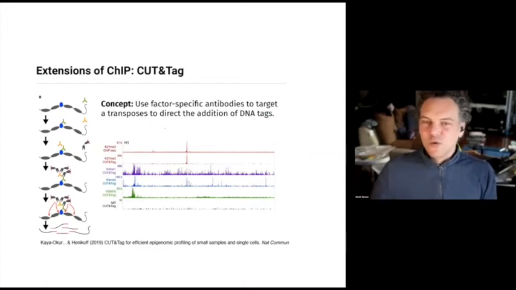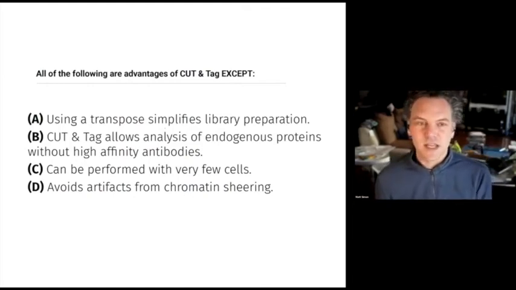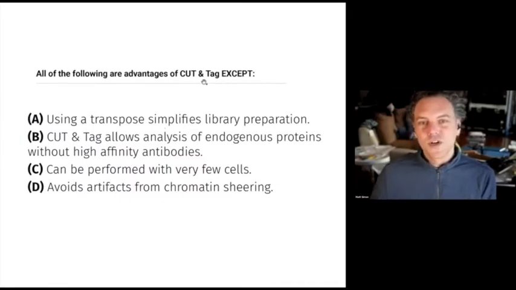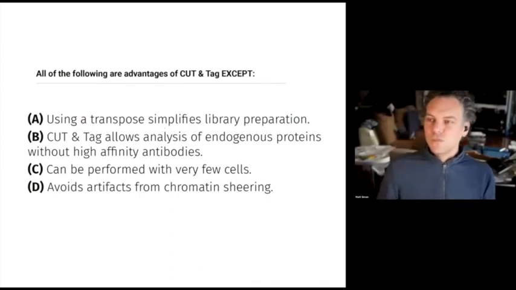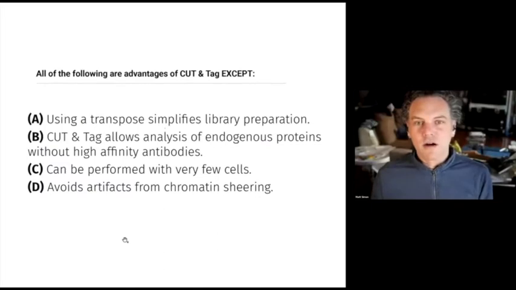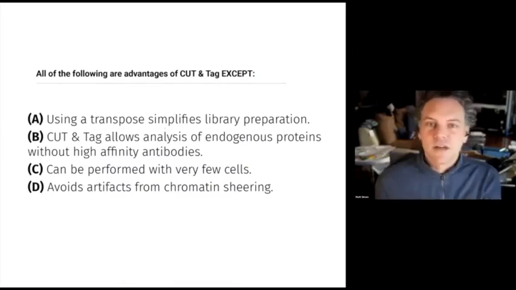So I'm going to do just one polling question and then take some questions. But so let's talk about CUT&Tag for a second. So we were going through and talking about CUT&Tag having some advantages, and this is just partly for me to get a sense of whether people are following or not. The question is, which are advantages of CUT&Tag over ChIP-seq, I should say. So comparing CUT&Tag to ChIP-seq, all of these are advantages of CUT&Tag, except for one of them. So please tell me, which one do you think is not an advantage of CUT&Tag?